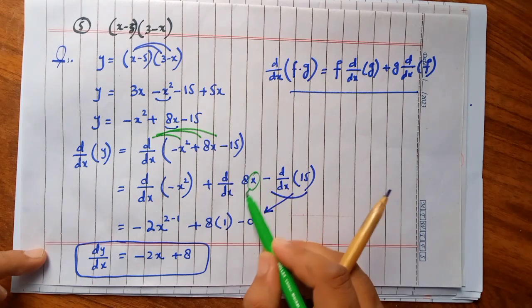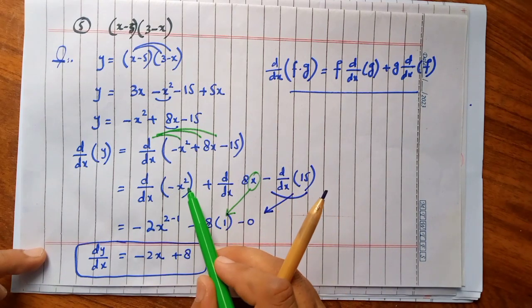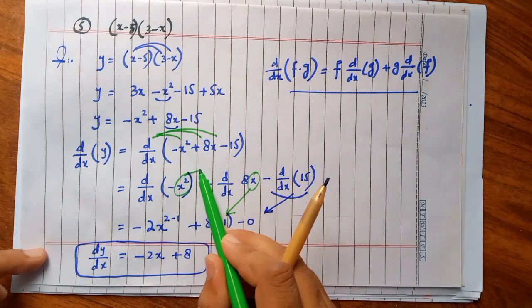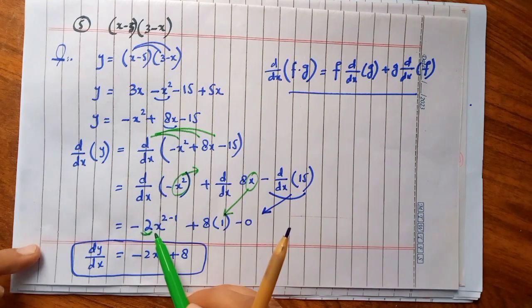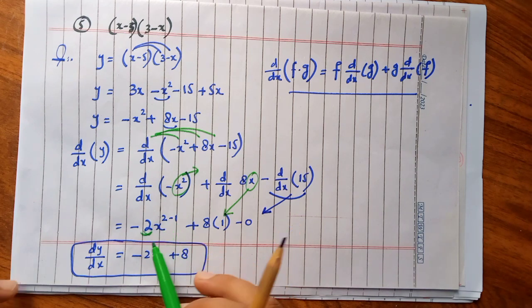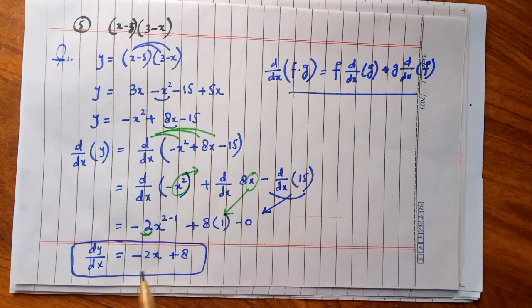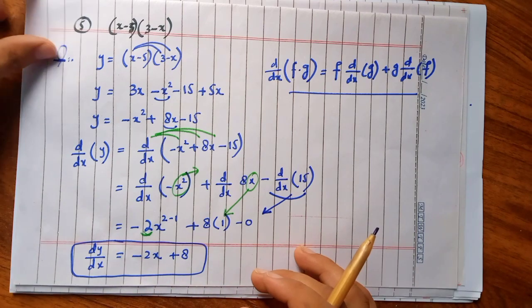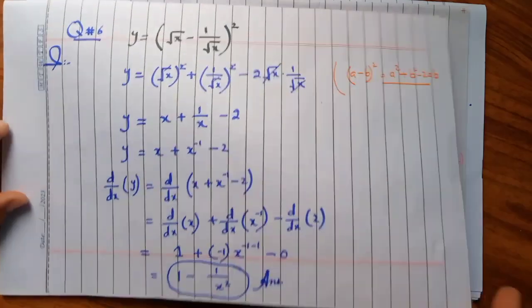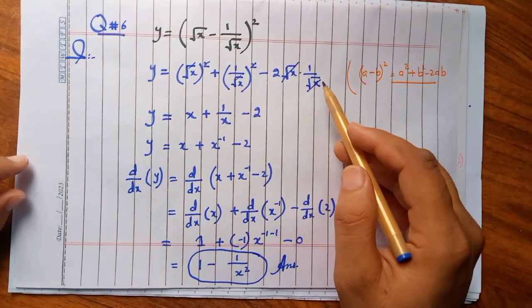The derivative of x will be equal to 1, so this will become 8, and for the derivative of minus x square, here we can apply the power rule. So this power in front, and we will take minus 1 from the power, so this will become minus 2x plus 8. This is the derivative for question number 5. Similarly, question number 6 is given as, this is a simple question, but here is the opening of the formula.